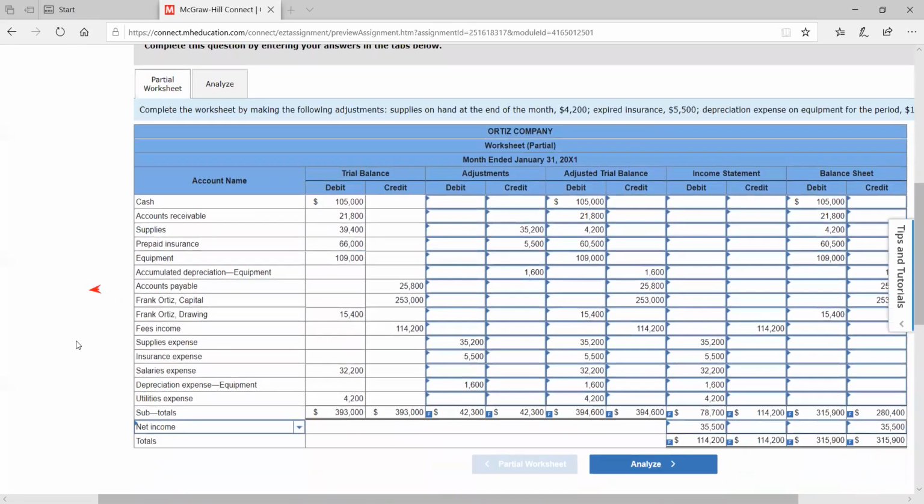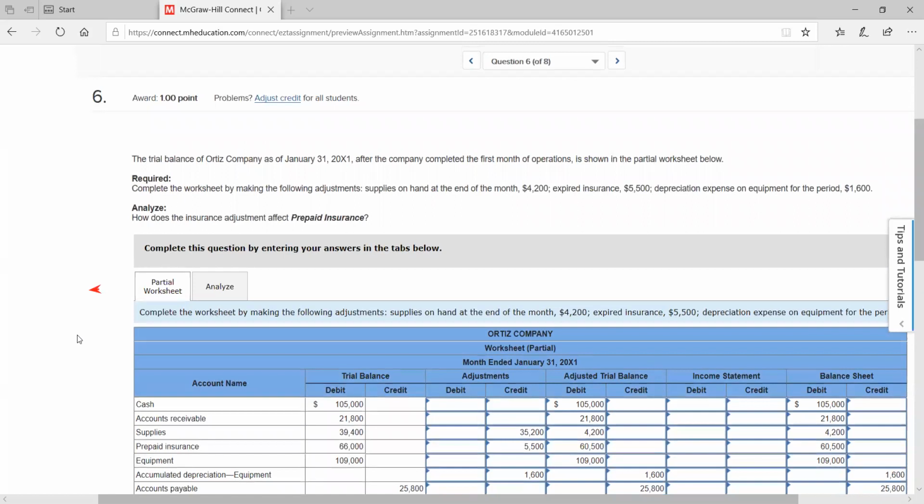So as I page down here, on the supplies, I believe that's the only one you have to do a calculation on. So on supplies, it says 4,200 bucks is how much is left. So if 39,400 is the initial supplies balance, the difference is what you used, which is 35,200. So when you come down here and you see this 35,200, where did they get that? That's just by taking the 39,400 and subtracting the 4,200. The difference is what you used. And so the adjustment is 35,200.